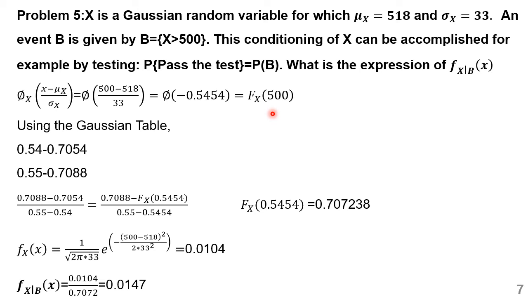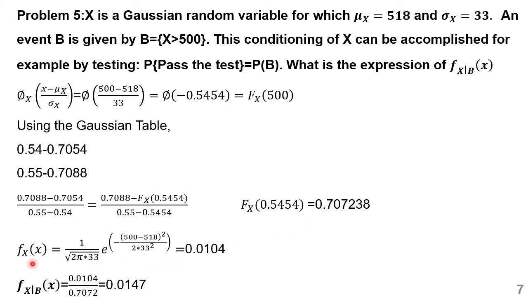Using the table given in Appendix 5 of Hilbert's book, we can find the value corresponding to 0.54. It is 0.7054. Corresponding to 0.55, it is 0.7088. So (0.7088 minus 0.7054) divided by (0.55 minus 0.54) is equal to (0.7088 minus F_X(0.5454)) divided by (0.55 minus 0.5454). Using this, we can find out F_X(0.5454).